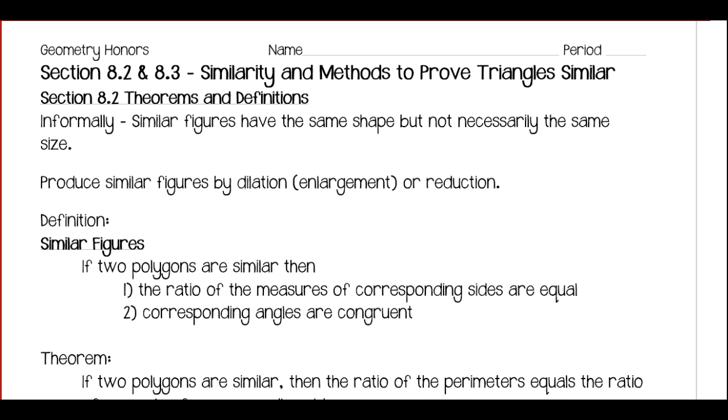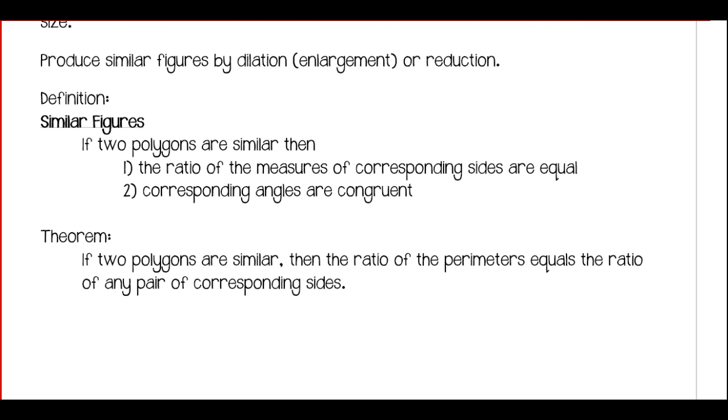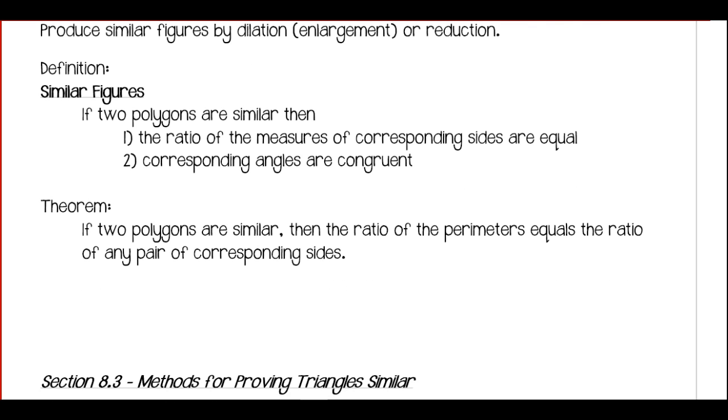So the definition that we're talking about: if two polygons are similar, the ratio of the measures of the corresponding sides are equal. So if I make ratios out of the sides that match, all of those ratios would be the same, and the corresponding angles are congruent. So be really careful with the definition here. The ratios of the corresponding sides are equal. Okay, this is a ratio. And then the corresponding angles, though, are congruent.